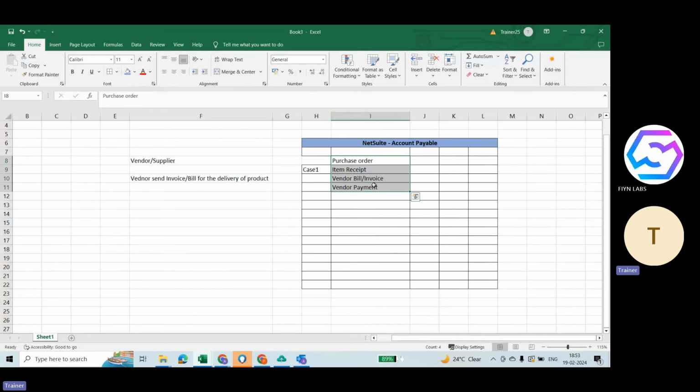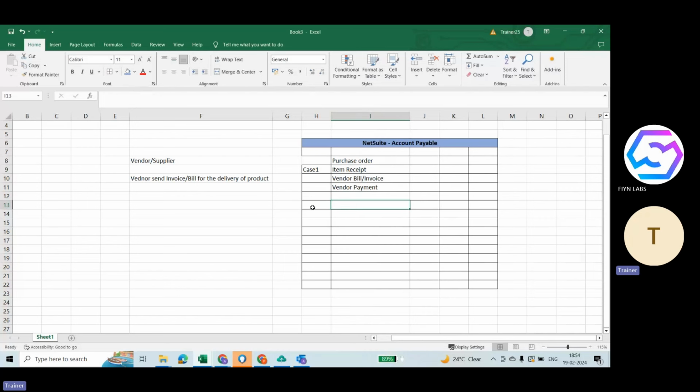In this scenario, whatever the customizations, there can be multiple case scenarios. Some companies use an approval process, so that will cover before creating the purchase order. Or for item receipt you can have multiple case scenarios. For vendor bill you can have multiple case scenarios. For vendor payment you can have multiple case scenarios. But at the end of the day, the native cycle will remain only these four stages.